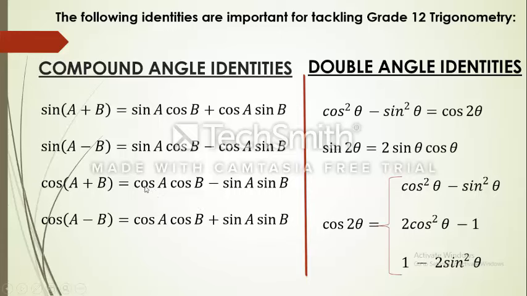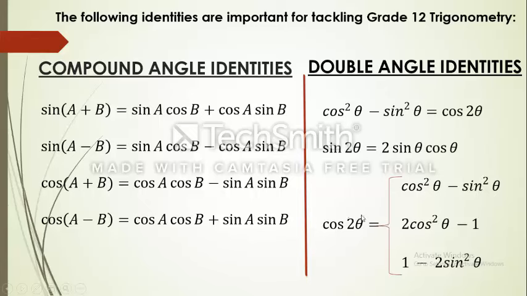And notice that cos is cos cos, sine sine, while sine gives you sine cos and cosine sine. Double angle identities: cos squared theta minus sine squared theta simplifies to cos 2 theta, or the other way around. Cos 2 theta simplifies to cos squared theta minus sine squared theta. Sine 2 theta is equal to 2 sine theta cos theta.